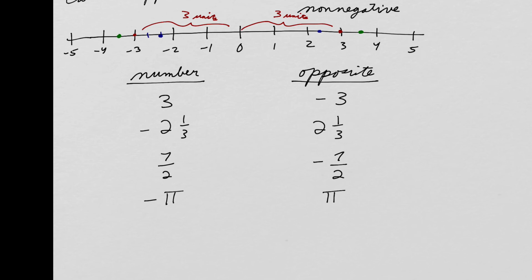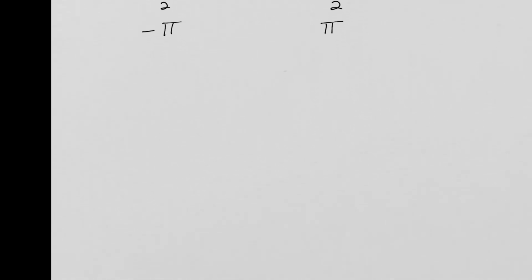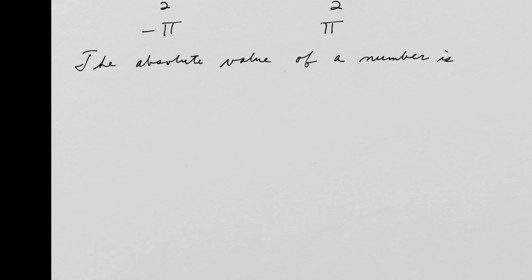Okay, another important concept is something called the absolute value. So let me give you the definition. The absolute value of a number is its distance from 0 on a real number line.